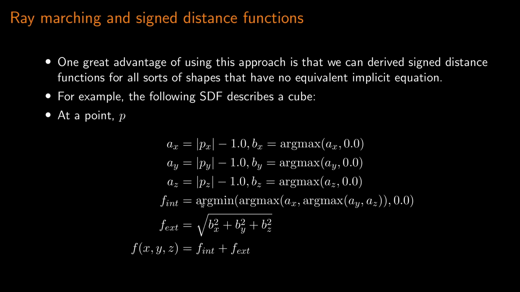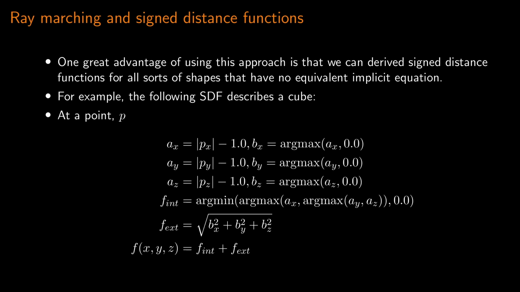Okay, and the best way to understand this is to break it down. We're taking the maximum of ay and az, and then we take the maximum of ax and whatever the result of that was, and then we take the minimum of that and 0. Okay, so this is going to give us negative values up to 0, right? And then the external distance is simply the square root of bx squared plus by squared plus bz squared. Okay, and then we simply sum those together, and that gives us our final signed distance function.